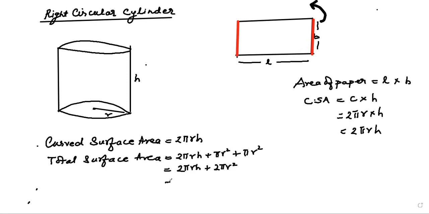Now 2 is common, pi is common, r is common. So here only h will remain, and from here, 2 pi r square was 2 pi r into r. So 2 pi r has come out, so 1 r will remain. So total surface area is given by the formula 2 pi r times h plus r. So curved surface area is 2 pi r h. Total surface area is 2 pi r times h plus r.